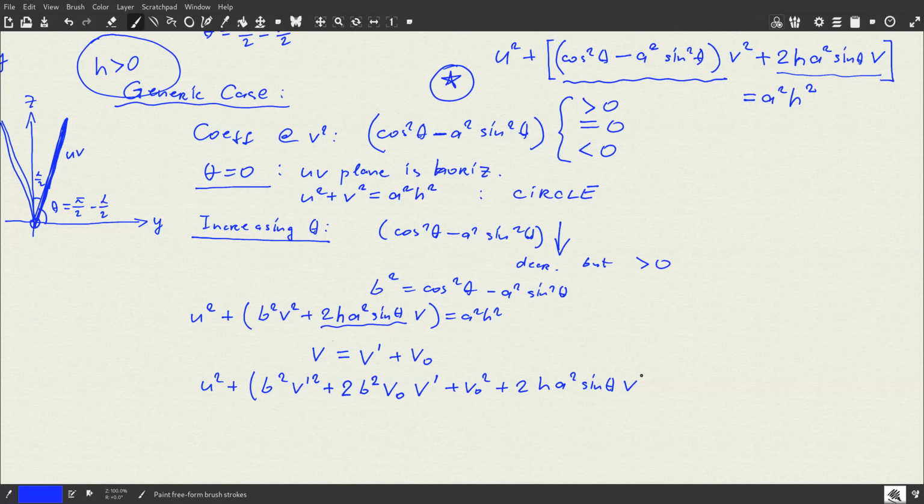So basically my message is: don't worry much about this linear term as long as the coefficient at v squared is positive, this cosine squared theta minus a squared sine squared theta. Then we effectively have an ellipse in this case. But now, increasing theta further. Initially we had a circle, which is for theta equal to 0. Increasing theta, we got an ellipse.